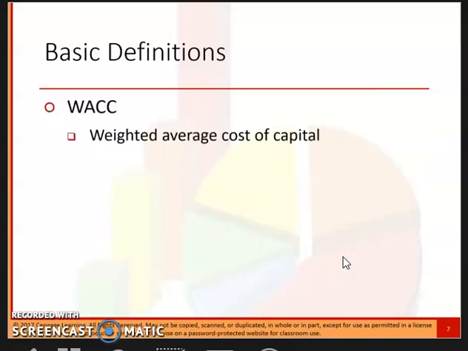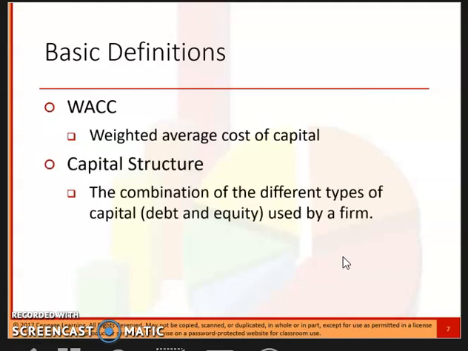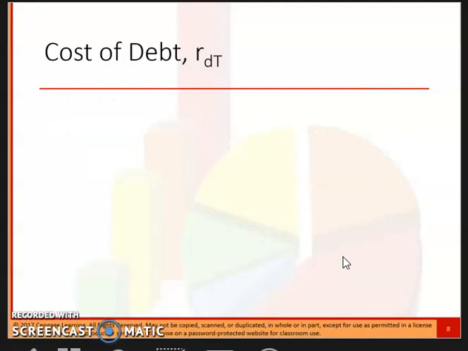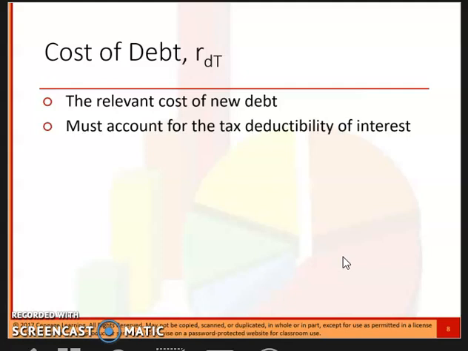So WACC is the weighted average cost of capital. Capital structure is the combination of the different types of debt and equity used by a firm. So, cost of debt. The after-tax cost of debt is what we're talking about, R sub D T. Relevant costs of new debt. So you have to account for the tax deductibility of interest.